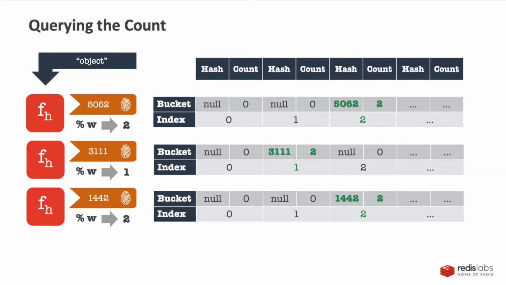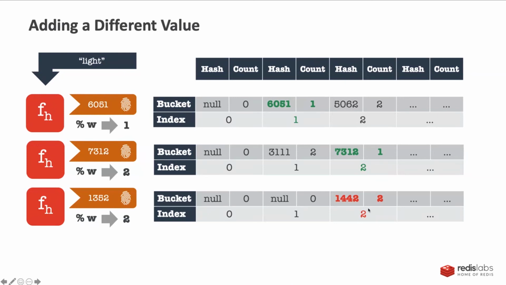If we want to add something different to the heavy keeper, this is where it starts to get interesting. So here we're adding light, which is another popular UFO shape. It was just a light in the sky. Light gives us different indexes, but some of them collide because we have hash collisions. For the first 2 rows where we don't have a collision, we just do the same thing we did with object. We find that there's nothing in position 1 or position 2. We set the hash, we set the count to 1. Everything's great. But in the 3rd row, we've got a collision where in position 2, there's something there already, and the hashes don't match. So what do we do?